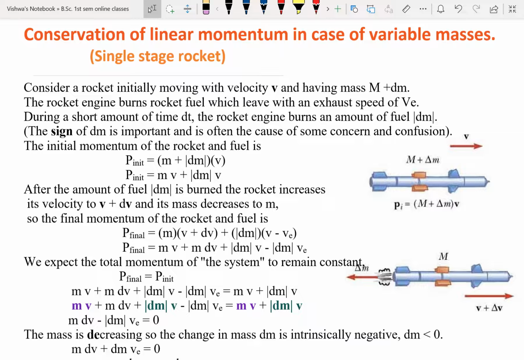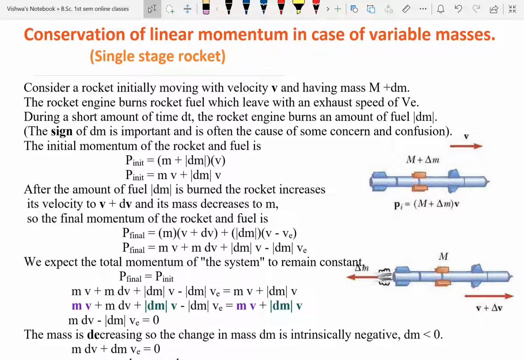Class of physics. In the previous video, we studied the law of conservation of linear momentum in case of variable masses, taking the example of a single stage rocket. The key feature is that the initial momentum and the final momentum of the rocket remain constant. Even though the mass of the rocket decreases because the fuel is burning, to maintain a constant momentum, the velocity of the rocket increases.